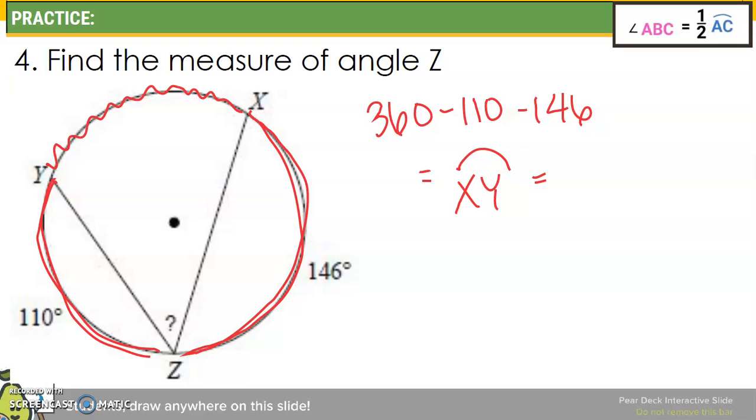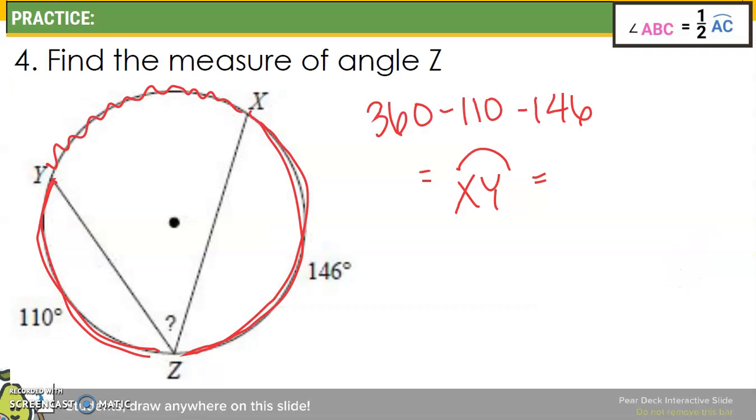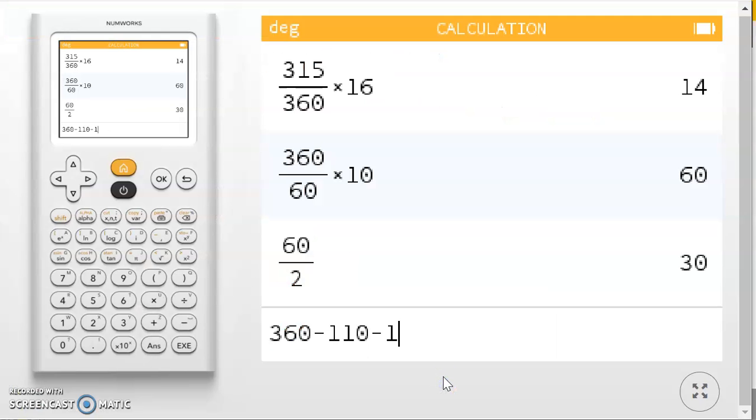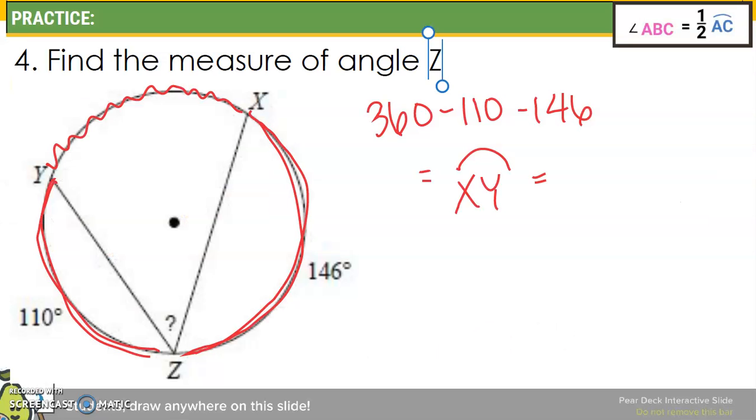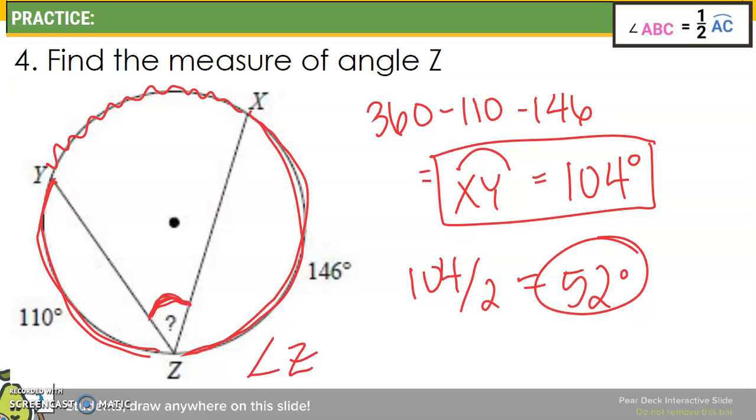XY equals 360 minus 110 minus, I already forgot, 146, enter, I get 104. So our arc is 104. But our goal is to find this angle Z. But we know that the angle is half of the arc. So 104 divided by 2, we get 52 degrees. So Z, angle Z is 52 degrees.